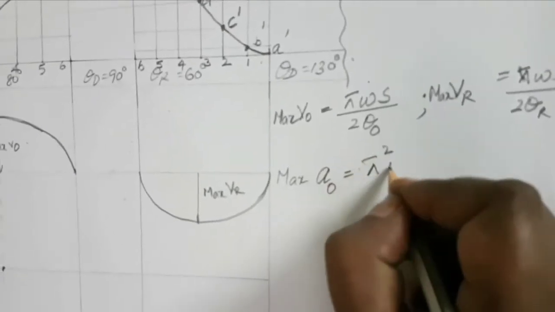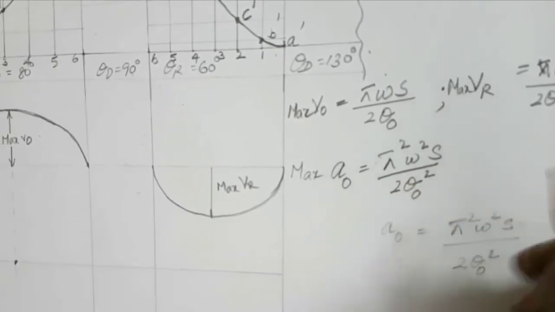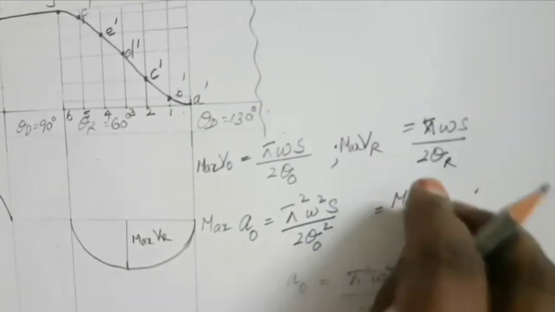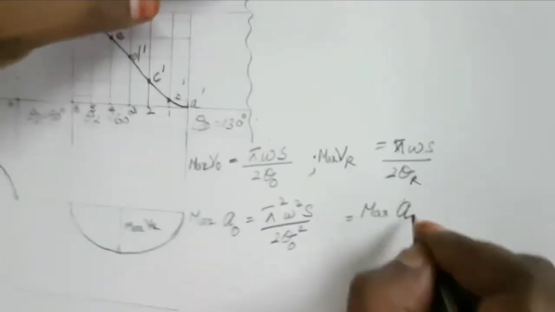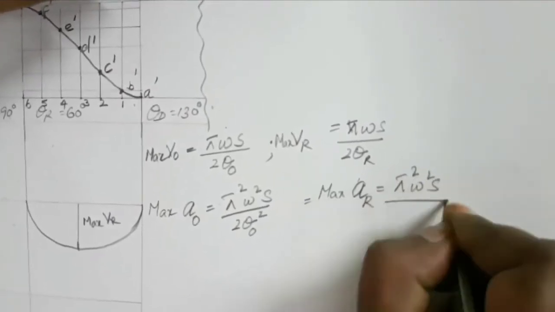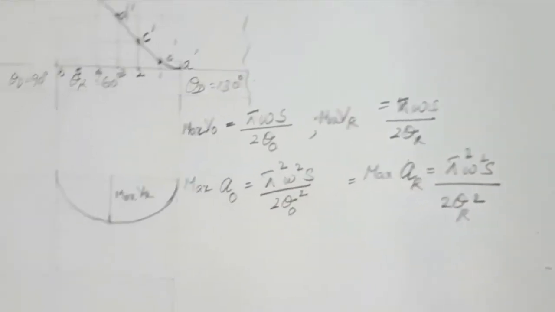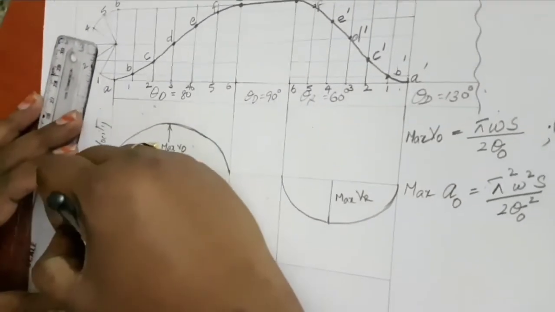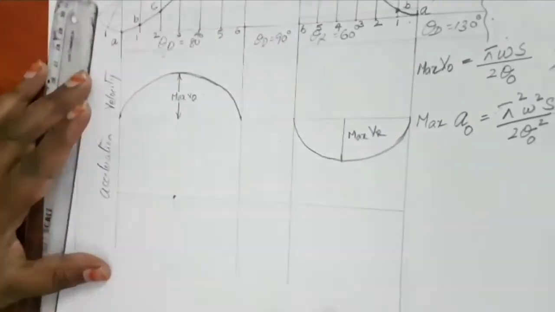maximum AO equals pi square omega square S divided by 2 theta O square. The same way maximum AR, maximum AR at return stroke, equals pi square omega square S divided by 2 theta R square. So all the values are constant here, only the theta value decides the maximum velocity and maximum acceleration. So acceleration here again the same line.